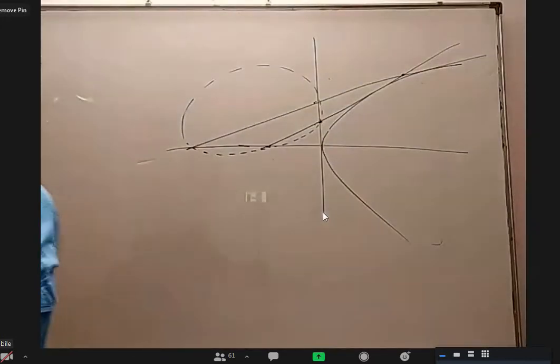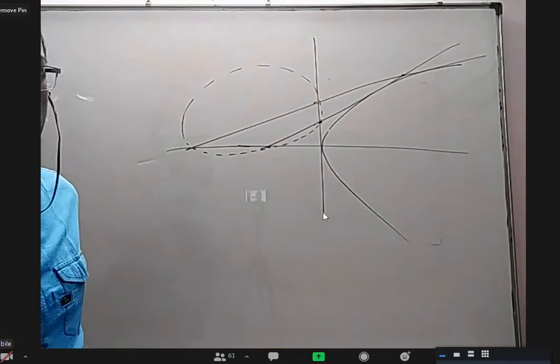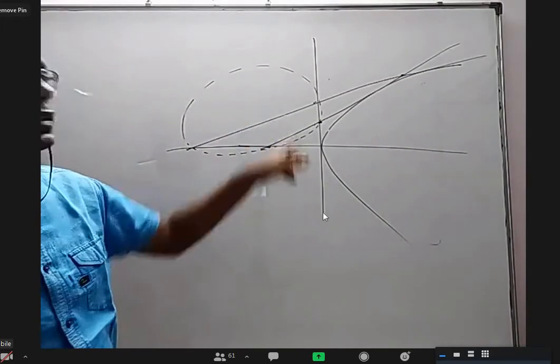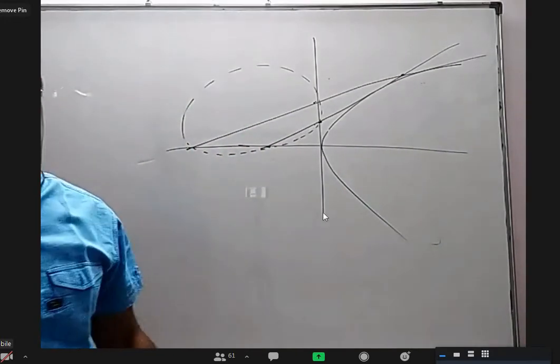Anybody want to give an idea how to proceed with this? From an external point, draw two tangents to the parabola. They should intersect x-axis at 2 points, y-axis at 2 points. Those four should be concyclic.